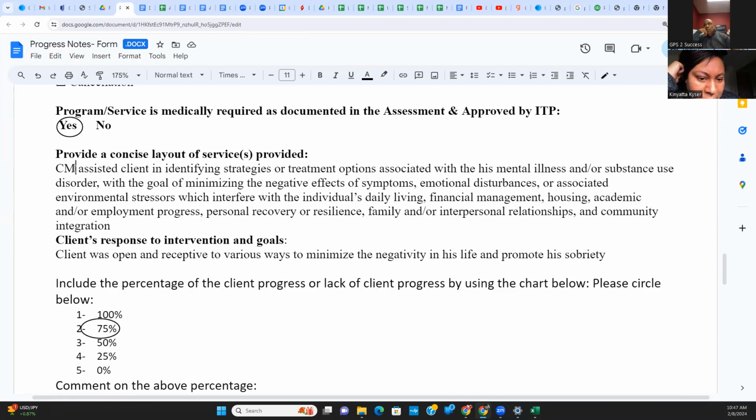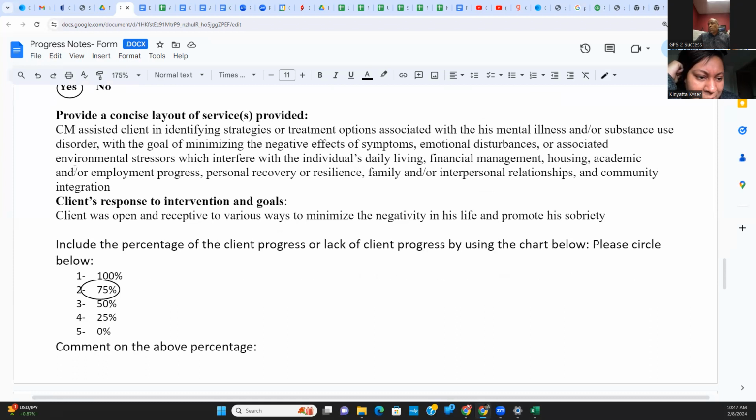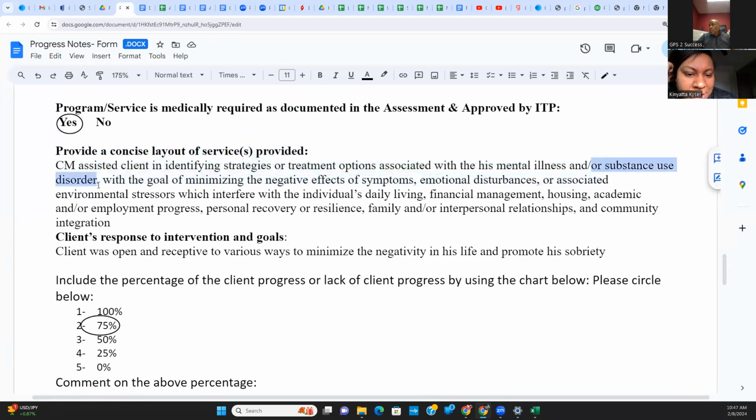Can you scroll it? So it says case manager assisted client in identifying strategies or treatment options associated with his mental illness. You would remove something like substance use because they don't have a substance use disorder, with the goals of minimizing negative effects of the symptoms, emotional disturbances, or associated environmental stressors which interfere with the individual's daily living. This is basically like a SOAP note, and y'all would remove and add stuff as it applies to the client. Right. I see that. Okay.